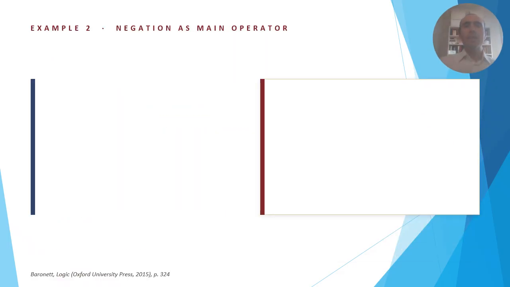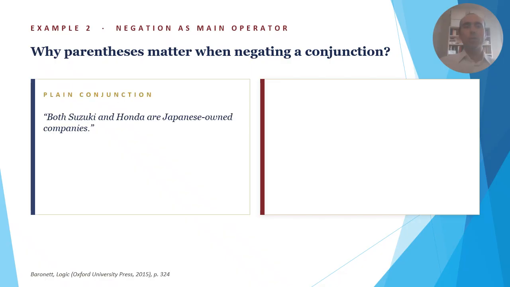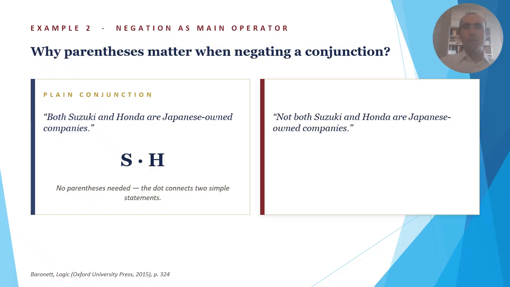Now let's analyze negation as the main operator. We are also going to answer the following question. Why do parentheses matter when negating a conjunction? We have a simple conjunction. Both Suzuki and Honda are Japanese-owned companies. We express this sentence as S dot H. No parentheses are needed because the dot connects two simple statements.